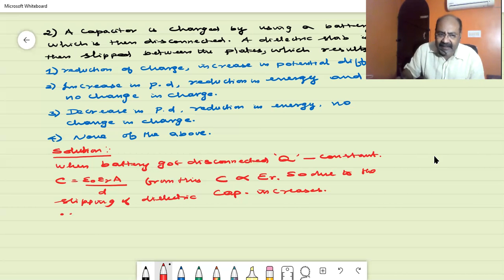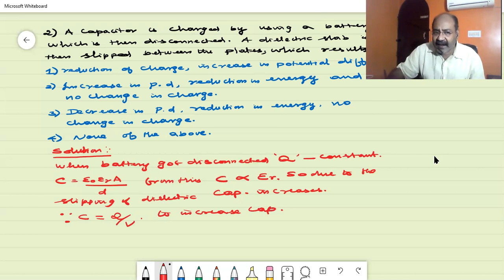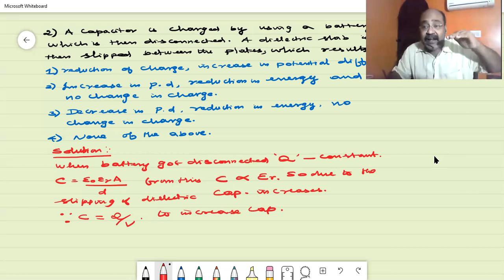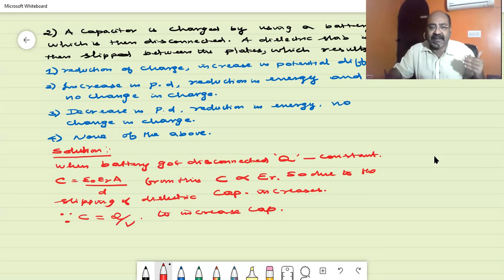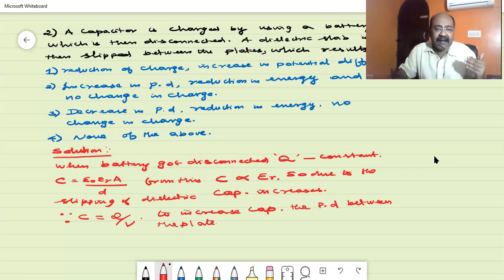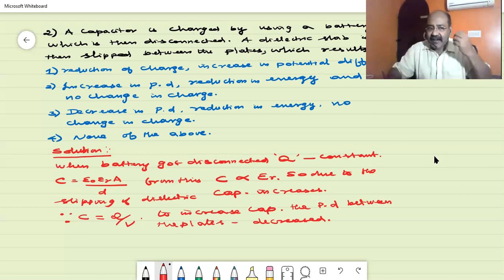Since we can write like this, since capacitance C is equal to Q divided by V, to increase the capacitance, because already we have stated that by introducing the dielectric, capacitance has increased. So to increase the capacitance, we can say the potential difference between the plates got decreased. Let us write it out in short. Then what is the next one?